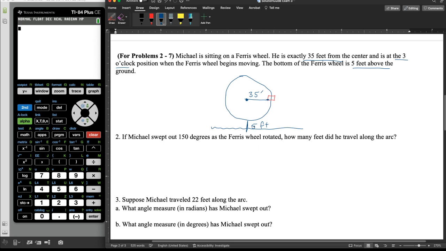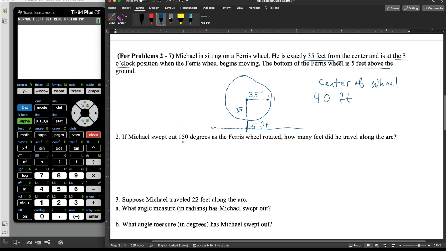This little distance here. A lot of times what we need is where's the center in relation to the ground. So I'll draw this in. Here's another, that's a 35. So we want to remember that really the center of the Ferris wheel is 40 feet above the ground. You can see that 5 plus 35. Okay, let's go ahead and start answering some questions.